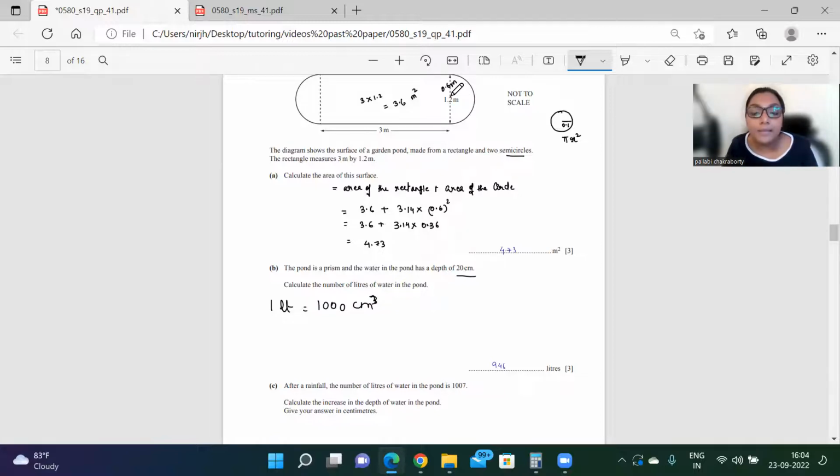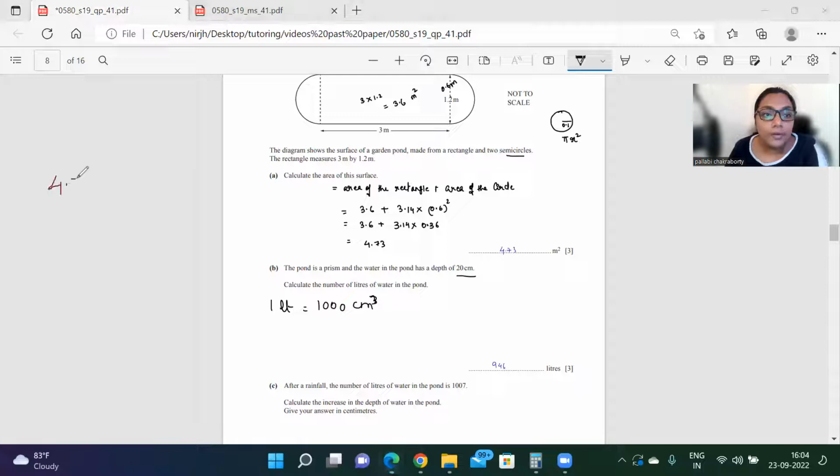You multiply that with the height or the depth, and you will get the answer in centimeter cube, right? So the area of the base is already 4.73 meters square. If you have to convert this into centimeter, how will you do that? That is the first tricky element of this question. So let's do that first.